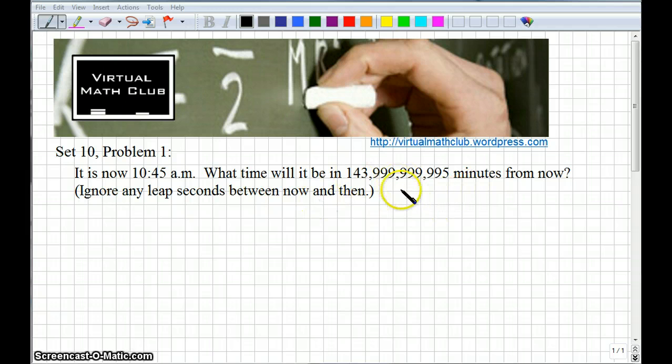Now, if this were any other number, I'd say, well, you could divide it by 60, and that will give you the number of hours, right? And then you could divide it by 24, and that would give you the number of days. And then you could break this number down into the number of days, number of hours, and number of minutes, and then you could more easily figure out what time it will be.